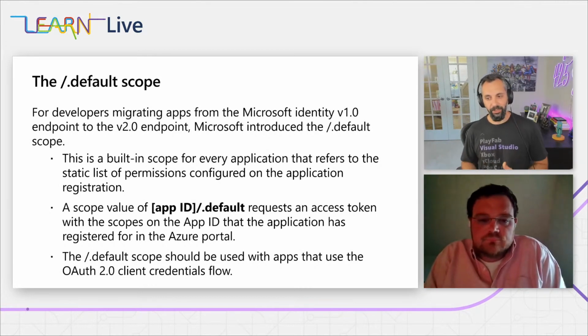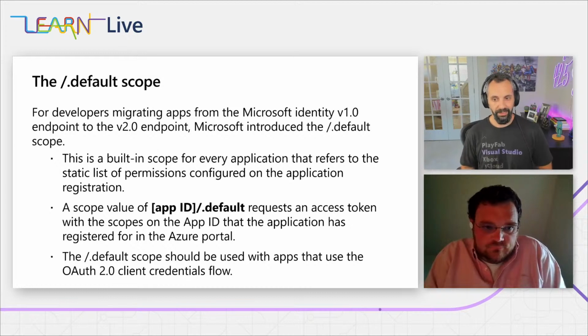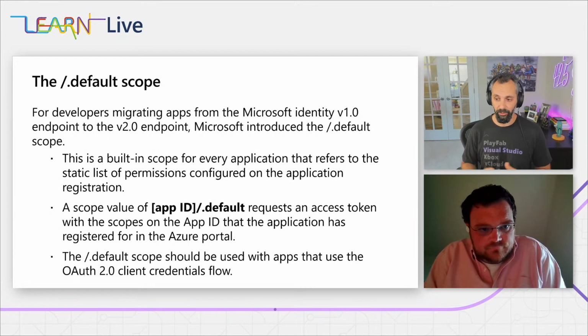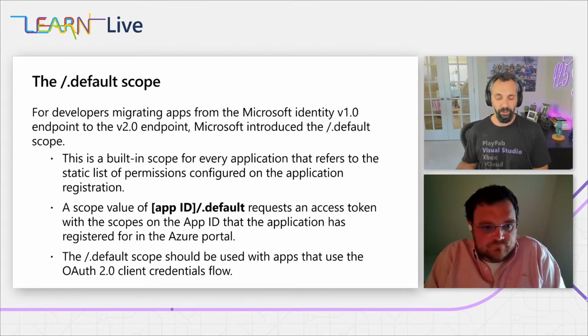Now, there is a case where we might need to emulate the behavior of a V1 endpoint. And this is where the .default scope comes into play. It also works in cases where we're still using V2, but we have, say, a console app. That app does not have user interaction, and therefore they cannot consent to permissions. And because they cannot consent to those permissions and scopes, we have to use the .default.